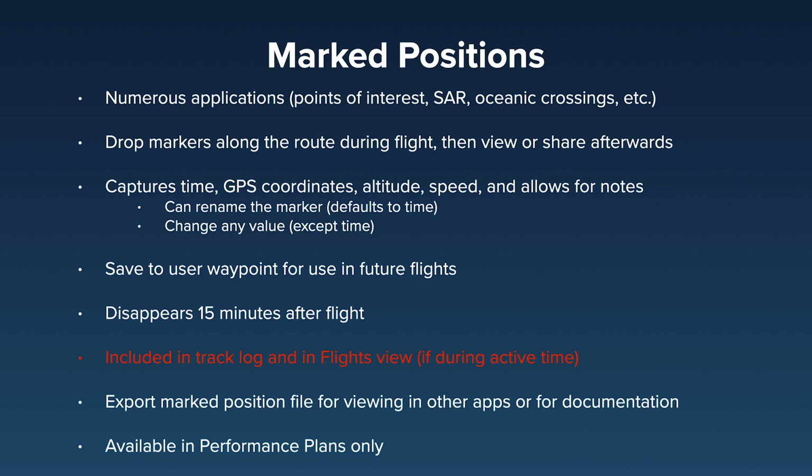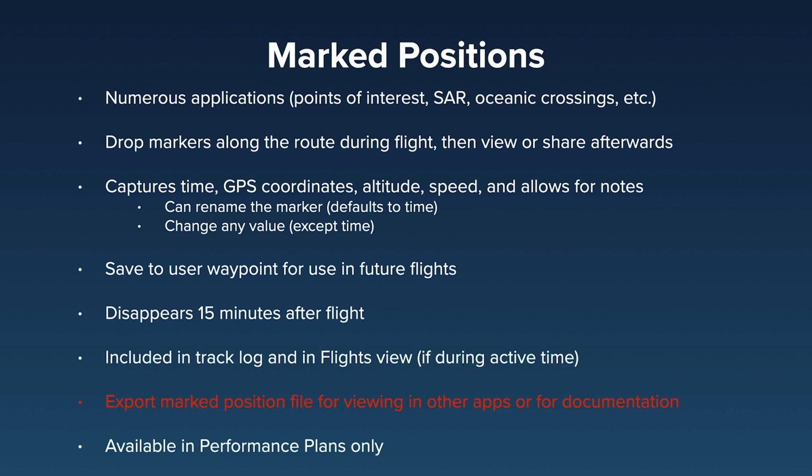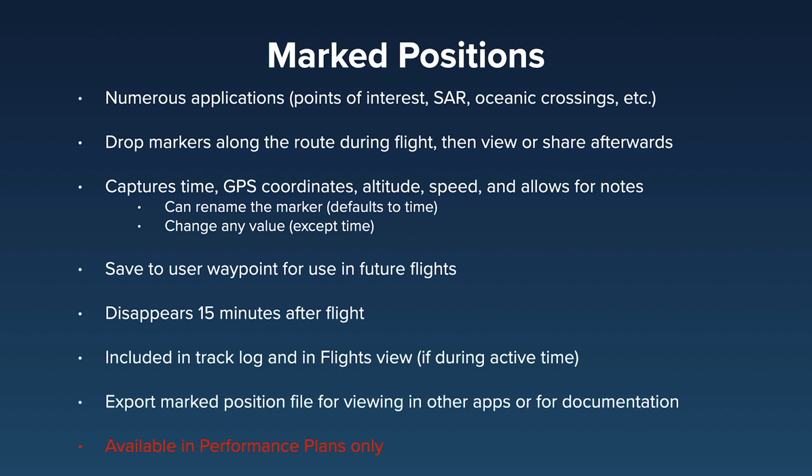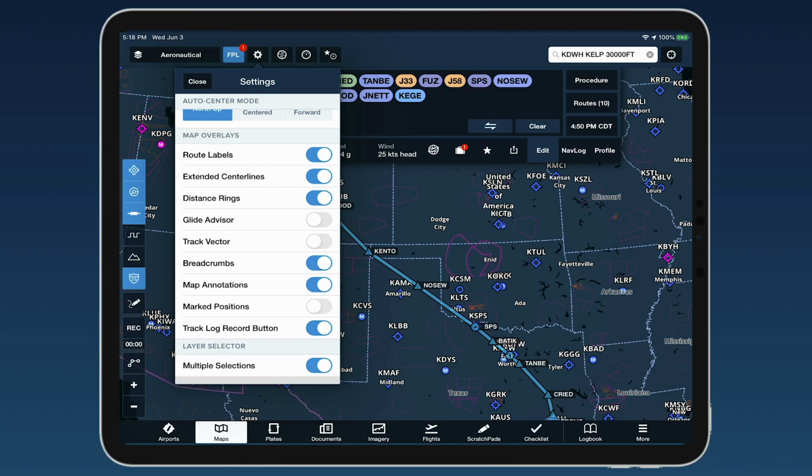in track logs and in flights view, as long as that flight view is active during the active time that you made those markers. You can export these marked positions in the form of a file and view them in other apps, such as Google Earth, for documentation purposes. This is a performance plan feature only. So let's see how these work.